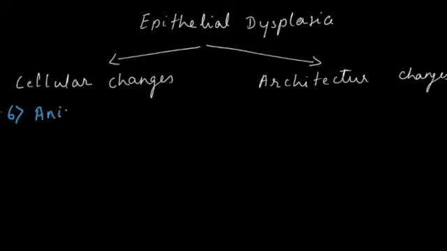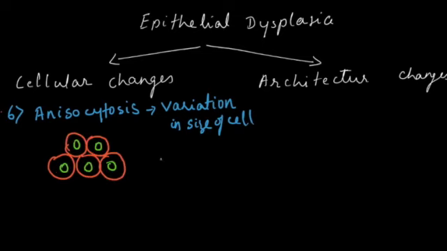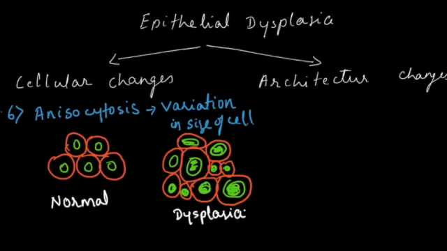The sixth cellular change is anisocytosis, which means variation in size of the cell. Here are a bunch of normal cells. You can see that they are all of uniform size, whereas the dysplastic cells show variation in size. Some are small, some are big. This is how anisocytotic cells will look like.